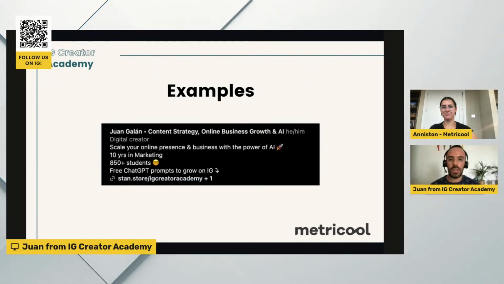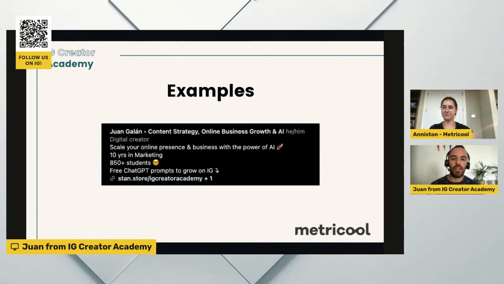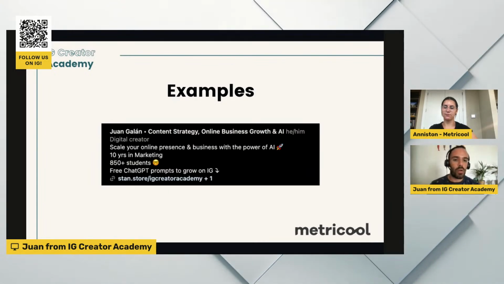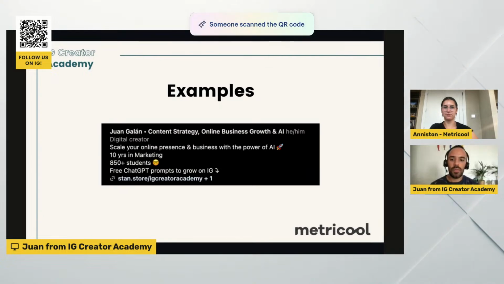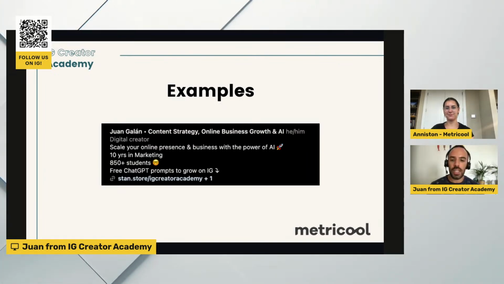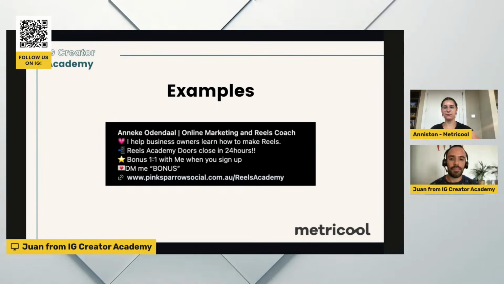So here are some examples. This is my bio right now. Scale your online presence and business with the power of AI. That's my value proposition. My social proof: 10 years in marketing and more than 850 students. And then the call to action is, well, get your free ChatGPT prompts to grow on Instagram.